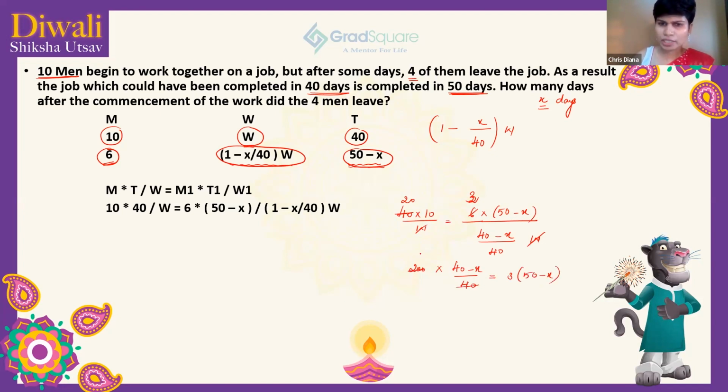Now this goes here exactly 5 times. 5 into 40 is 200 minus 5x is equal to, this is now going to be 150 minus 3x. So 2x is now equal to 200 minus 150, which is 50. So x now turns out to be 25. So solving this expression, I land up with x equal to 25.